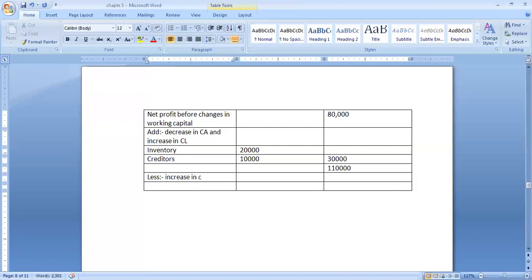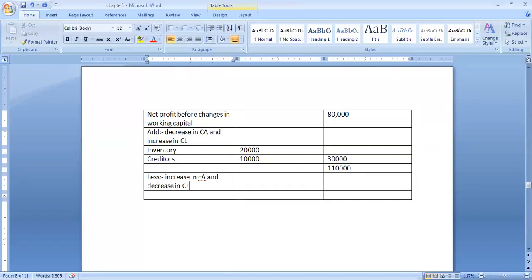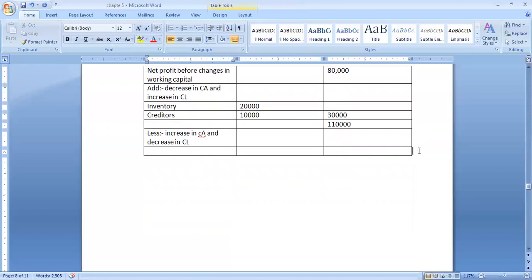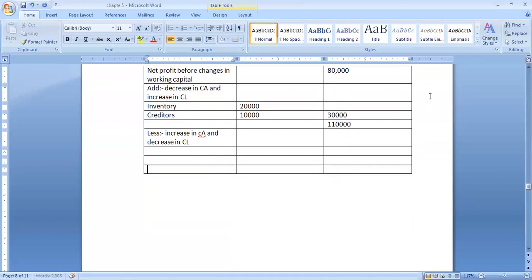So now take the reduction information, that is increase in current assets and decrease in current liability. Okay. So here, decrease in current assets and increase in current liability is going to indicate the inflow of cash. Increase in current assets and decrease in the current liability is going to impact the outflow of cash. Here, now increase in the current assets. So what is the value of increase in the current assets?